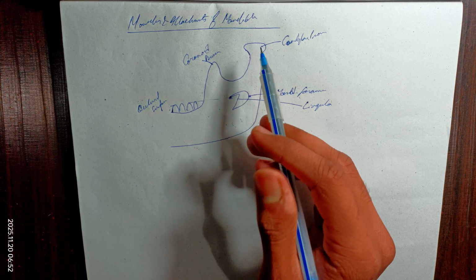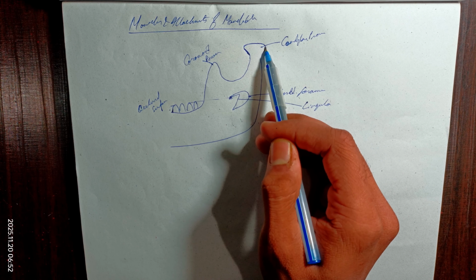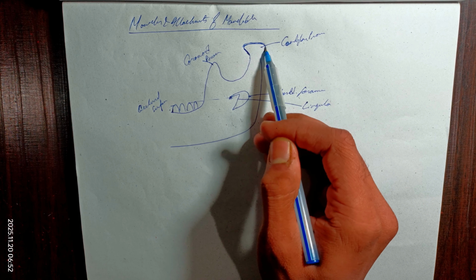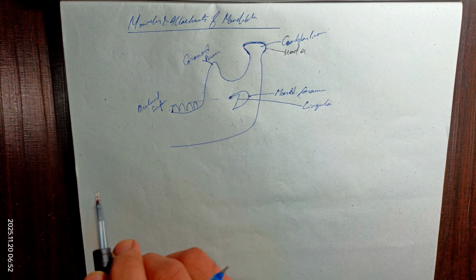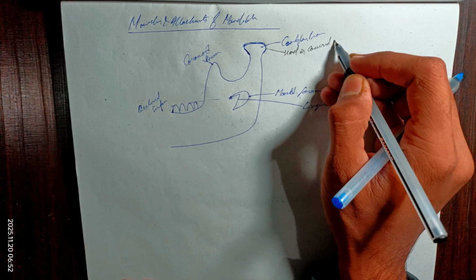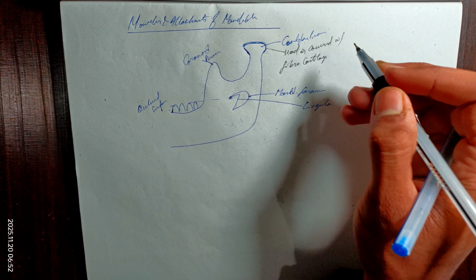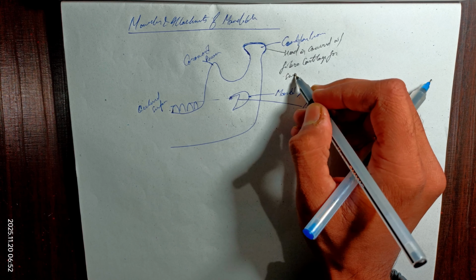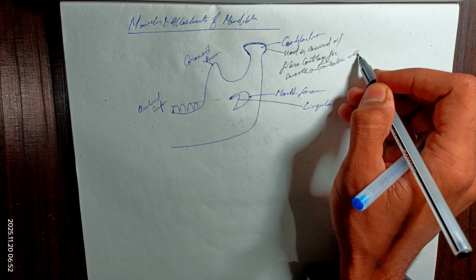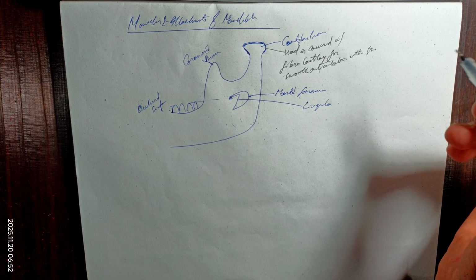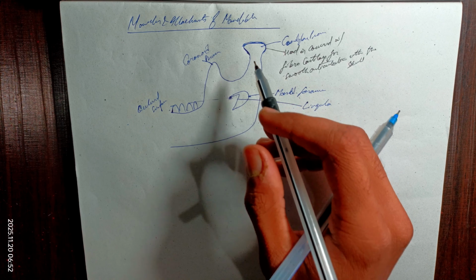Now the head of the condylar process is covered with fibrocartilage for smooth articulation with the skull. This is the joint.